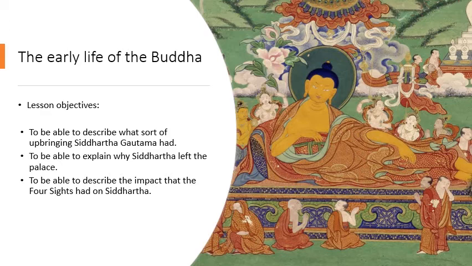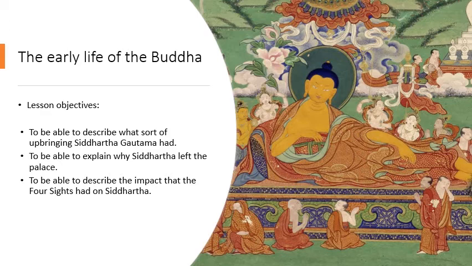So last lesson we looked at what Buddhists believe is the answer to one of the biggest questions in life: how can I be happy? Today we are going to go back to looking at the person who started Buddhism, a man called Siddhartha Gautama. Now he is known as the Buddha, but before he became the Buddha, he was a prince and he lived a life of luxury. So we are going to look at his early life, his upbringing, and the events in his life up till around he was 29, 30 years old.